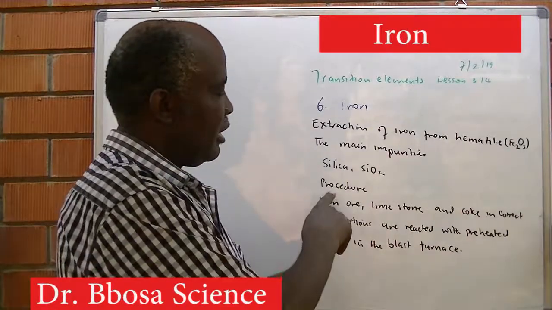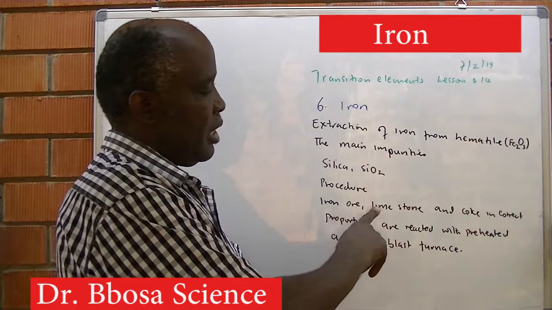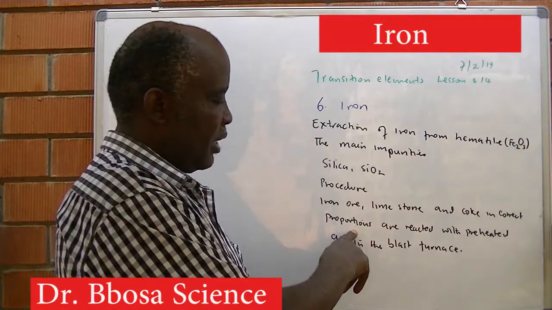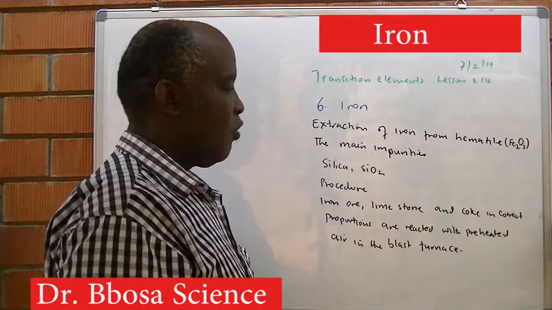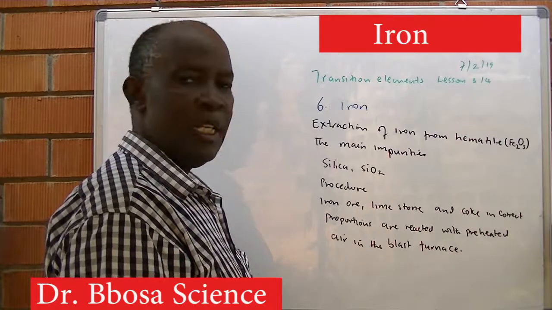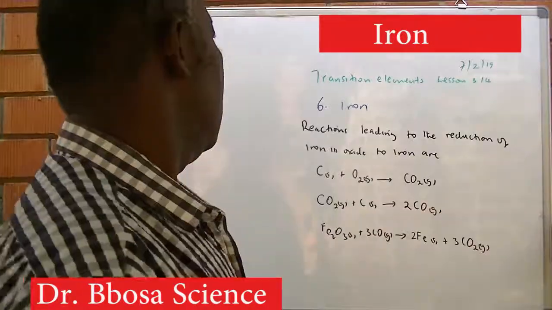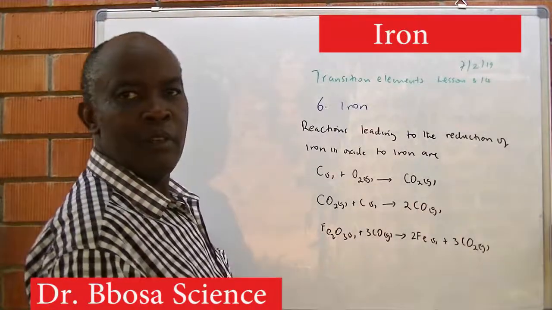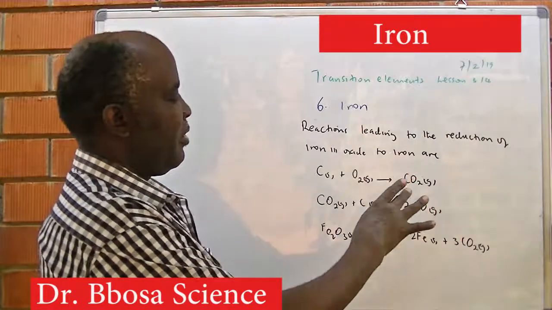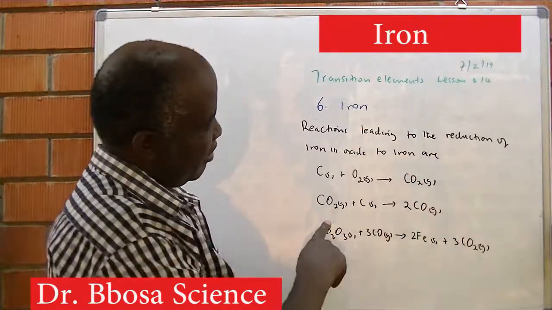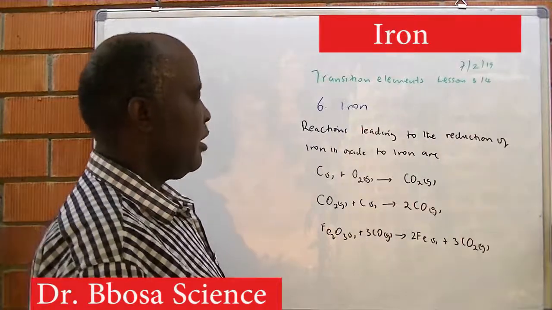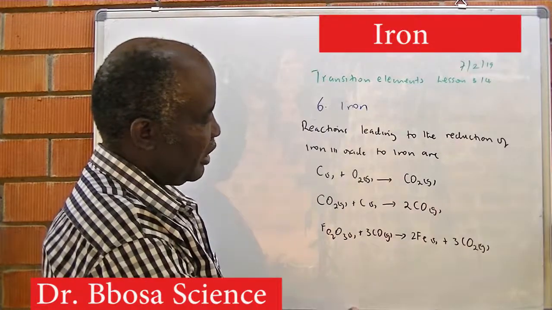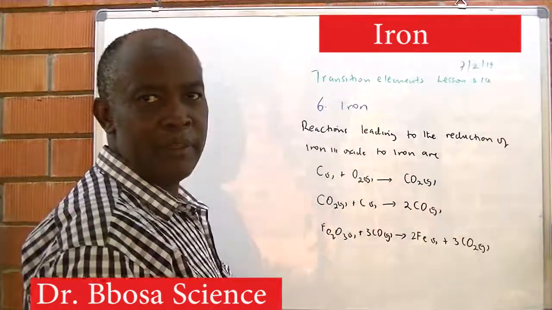The procedure is that iron ore, limestone and coke or carbon in correct proportion is reacted with preheated air in a blast furnace. Reaction is leading to reduction of iron oxide to iron. First carbon reacts with oxygen to form carbon dioxide. Carbon dioxide will react with carbon to form carbon monoxide. Then carbon monoxide will reduce iron oxide to iron.